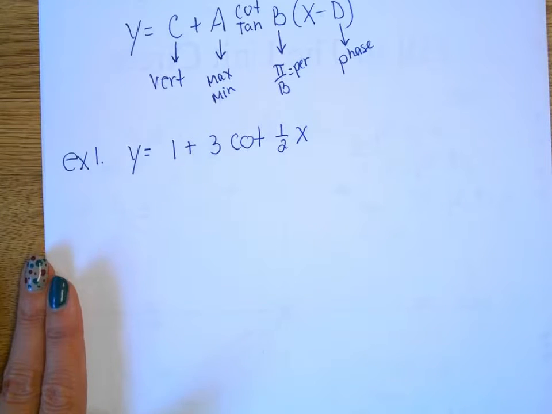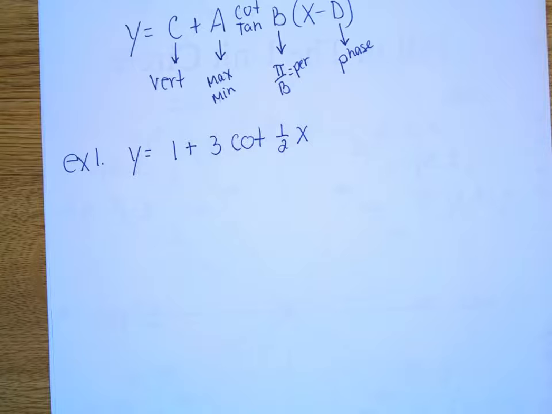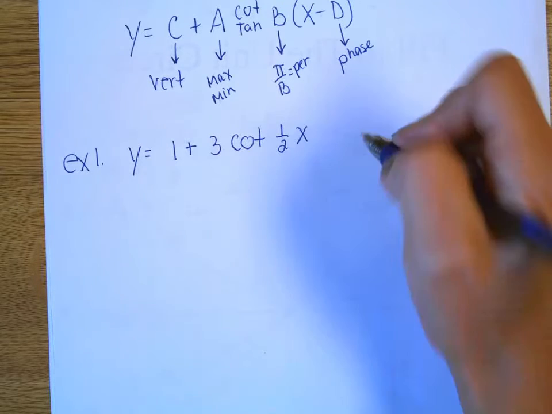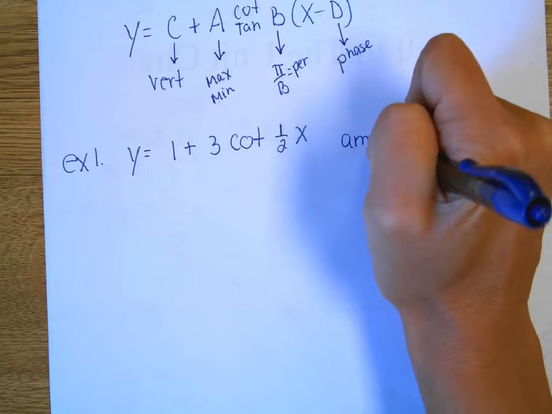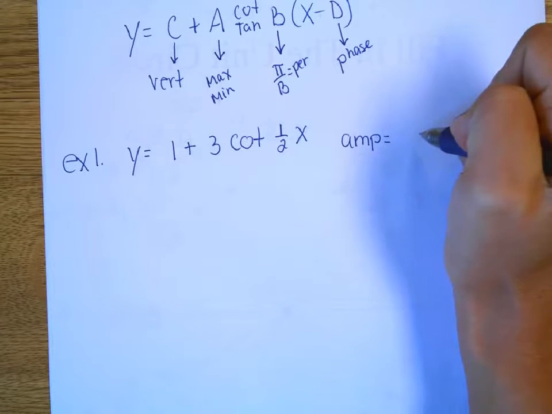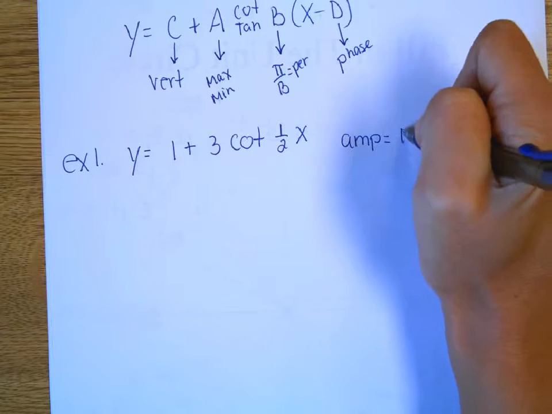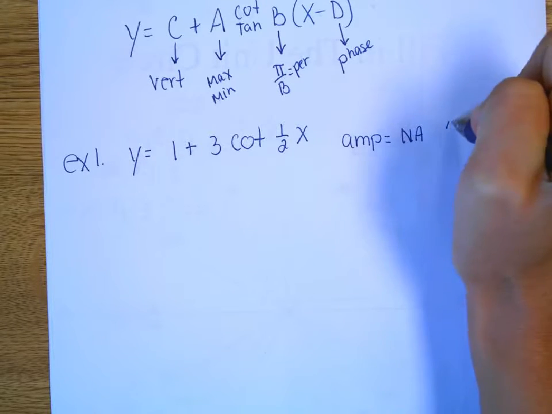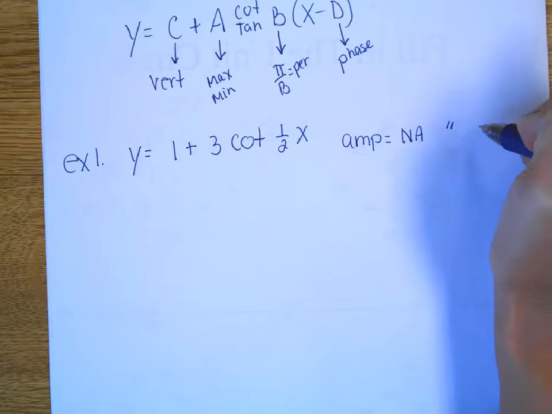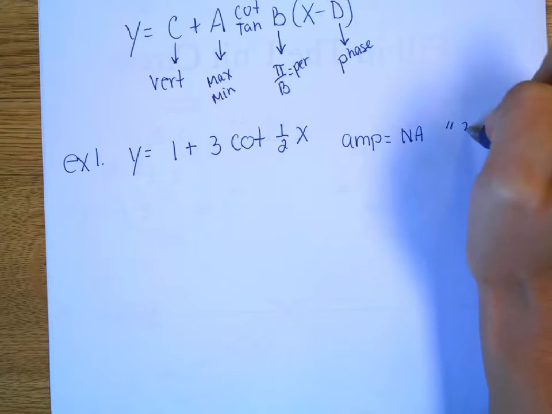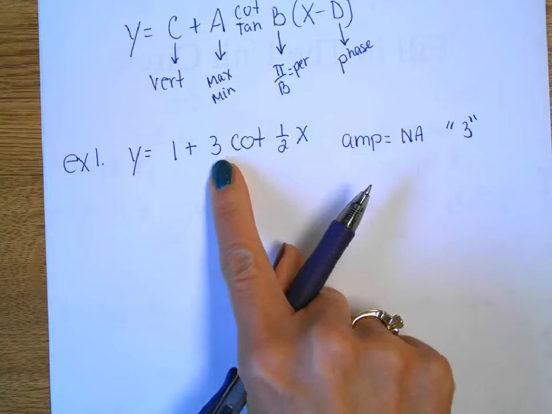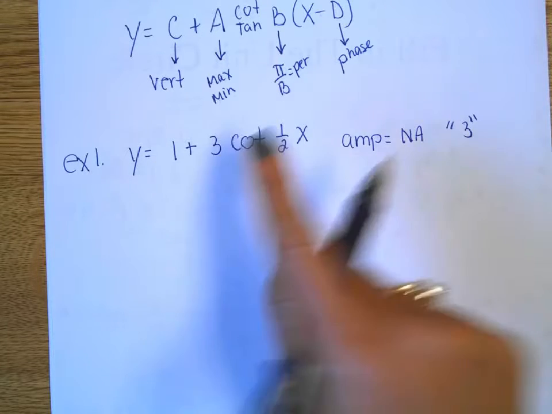Okay, 1 plus 3 cotangent 1/2 x. Okay, no phase shift, so we don't have to do any simplifying. Amplitude. To get full points on the test, what are you going to tell me here? NA. But what are you going to remember for the table purposes? Max and min. Which is what number? 3. The 3 is telling us how far above and below.